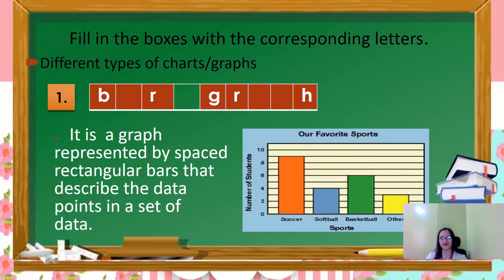You see the sample? Okay, so what is your answer? A graph represented by spaced rectangular bars? It is, okay, a bar graph. Let me see if your answer is correct. Okay, very good. Next, number 2.